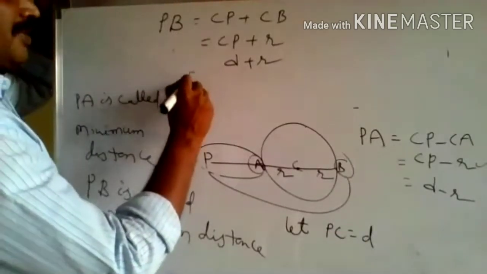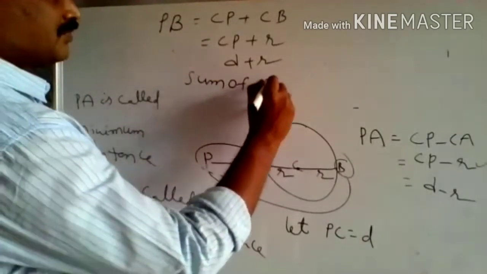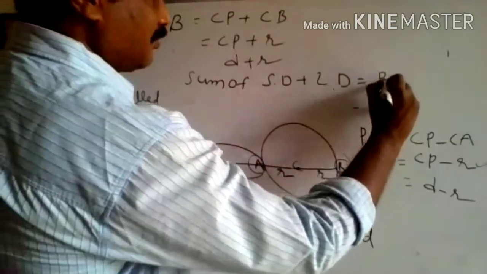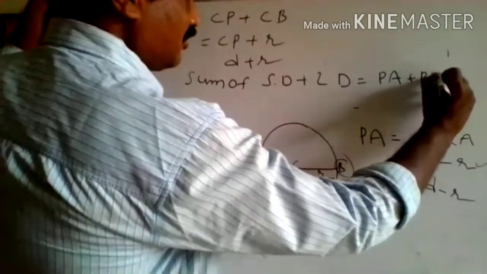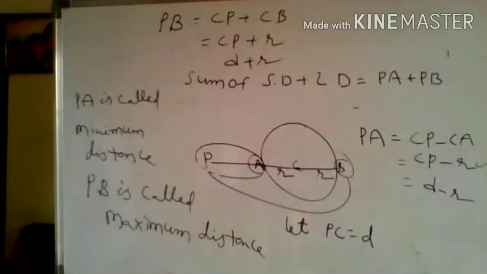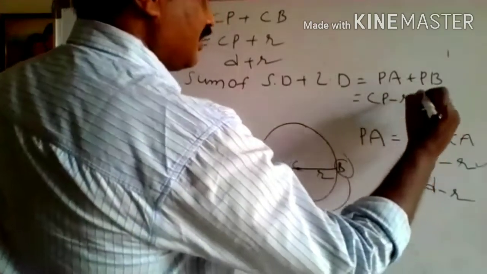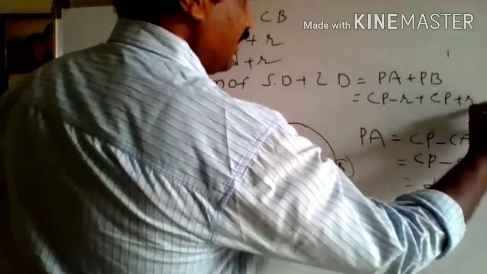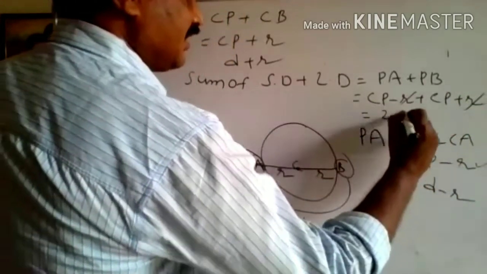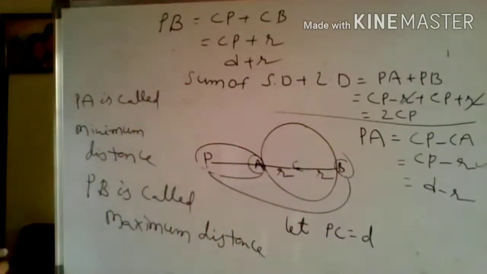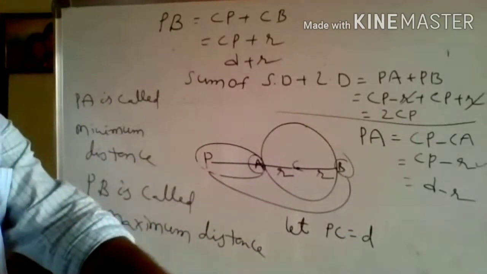The sum of the shortest and longest distance is PA plus PB, which is CP minus R plus CP plus R. Minus R and plus R cancel, so the sum of the shortest distance plus the longest distance is 2CP.